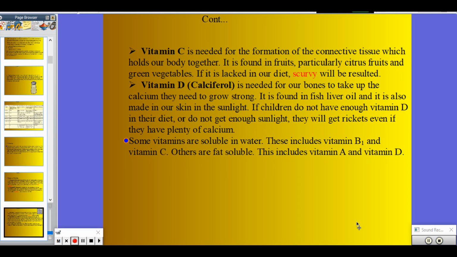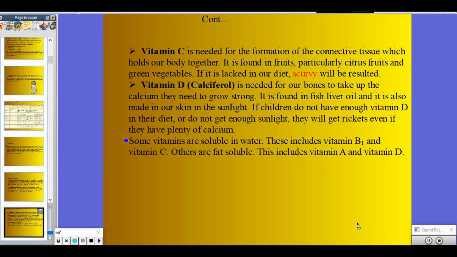The third type of vitamin is vitamin C. It is needed for the formation of the connective tissue which holds our body together. It is found in fruits, particularly citrus fruit, and green vegetables. If it is lacking in our diet, scurvy will result. And vitamin D, calciferol, is needed for our bones to take up the calcium they need to grow strong. It is found in fish liver oil, and it is also made in our skin in sunlight.